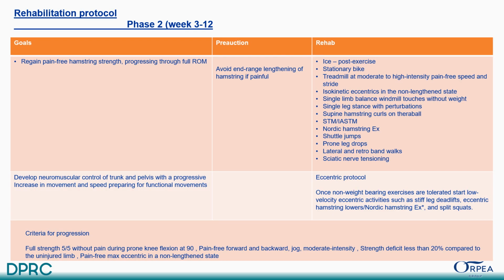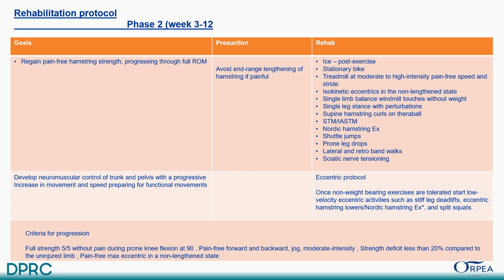Let's look at phase 2, week 3 to 12. Your main goal is to regain pre-injury hamstring strength, progressing through full range of motion, and develop neuromuscular control of the trunk and pelvis with progressive increase in movement and speed, preparing for functional movements. Your precaution: avoid end range lengthening of the hamstring if possible or if painful.